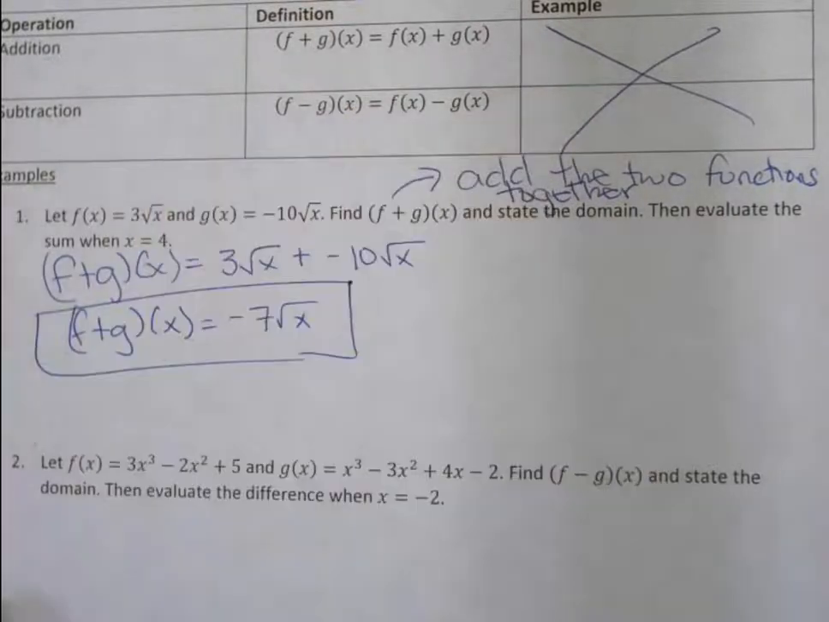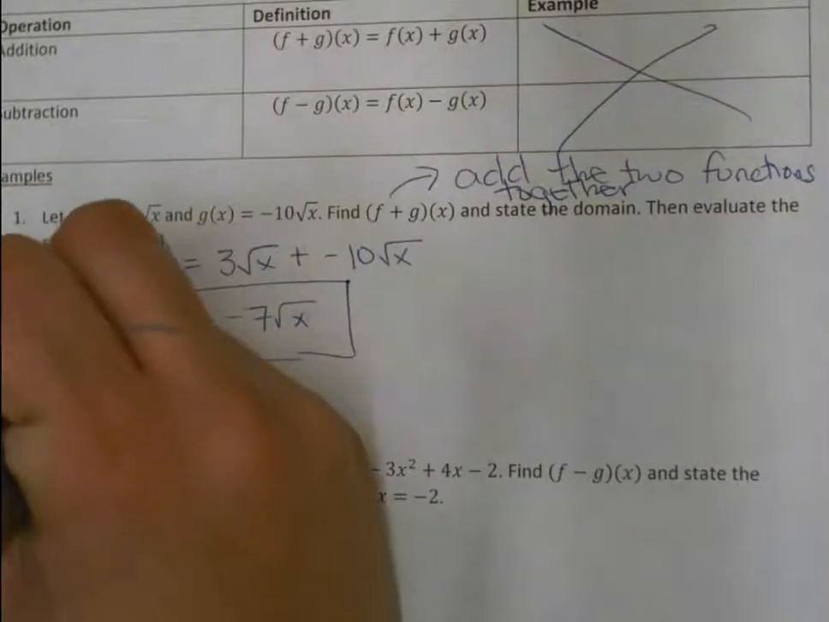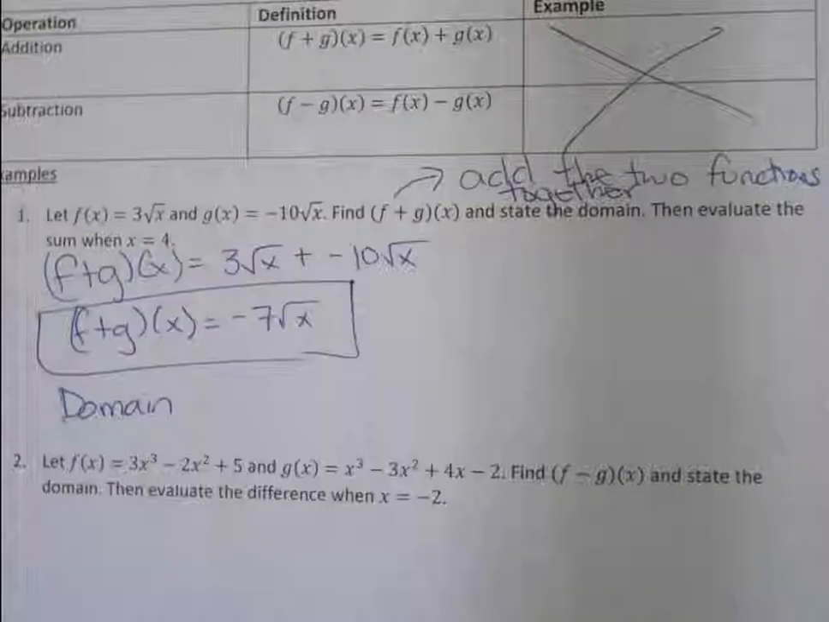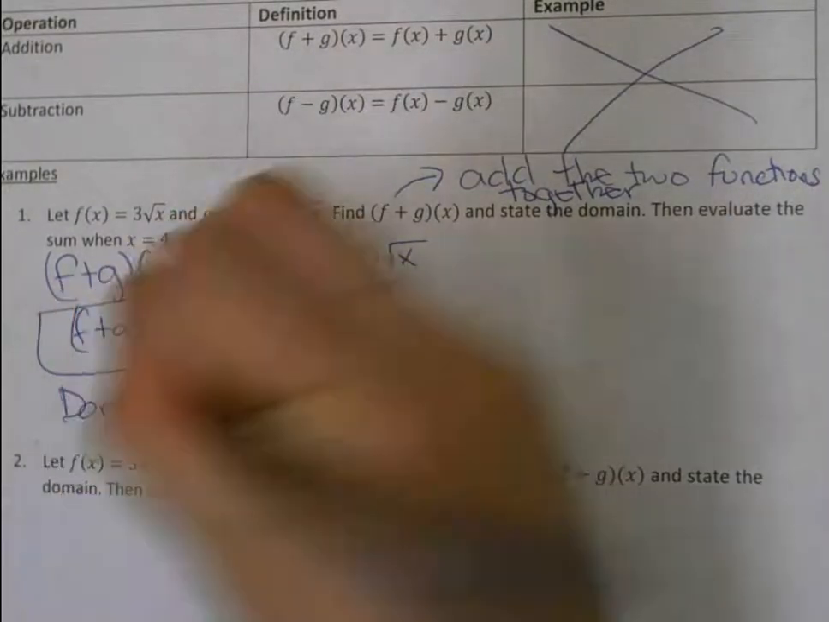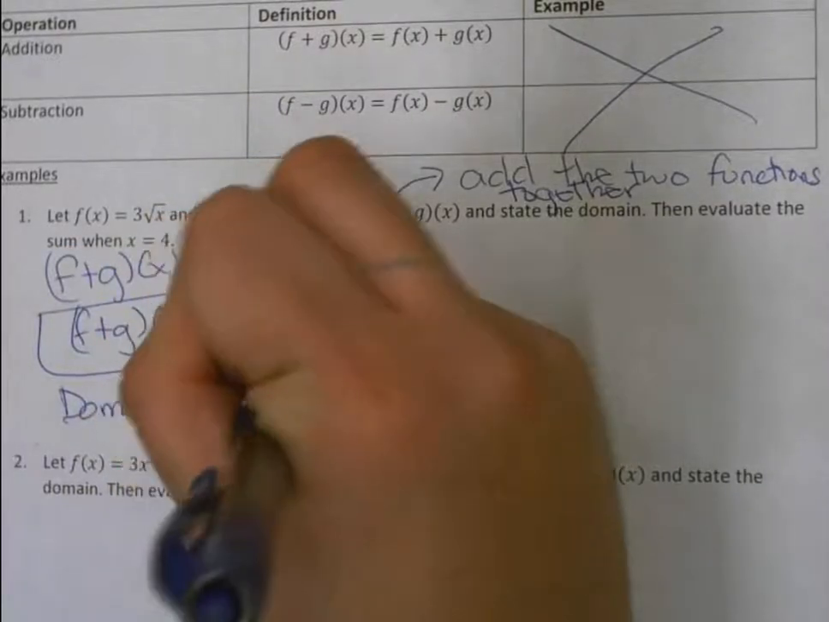It wanted me to find the new equation. Domain is what I can plug in for my x values. What can I plug in? Can I plug in negative numbers? Nope. I can only plug in 0 and greater. So x is greater than or equal to 0.